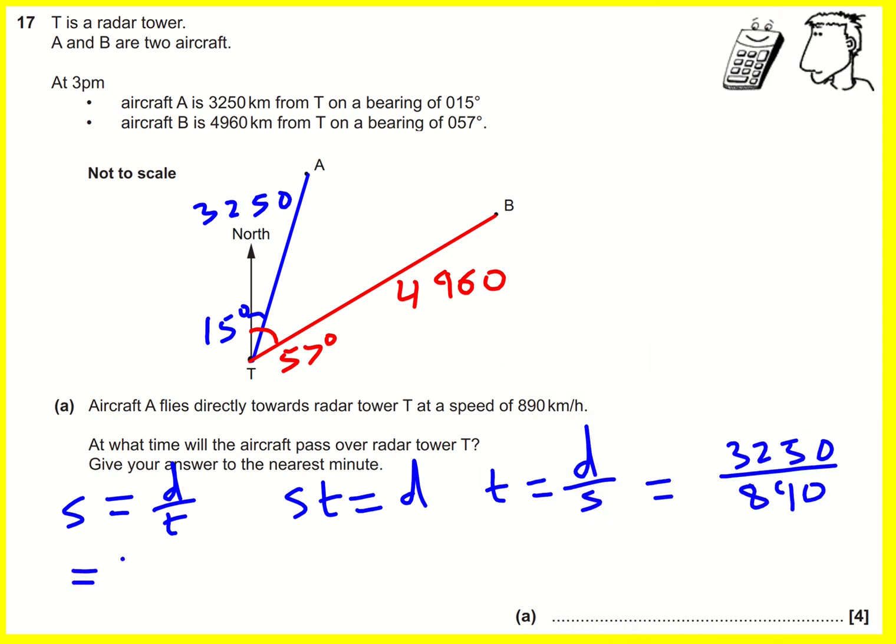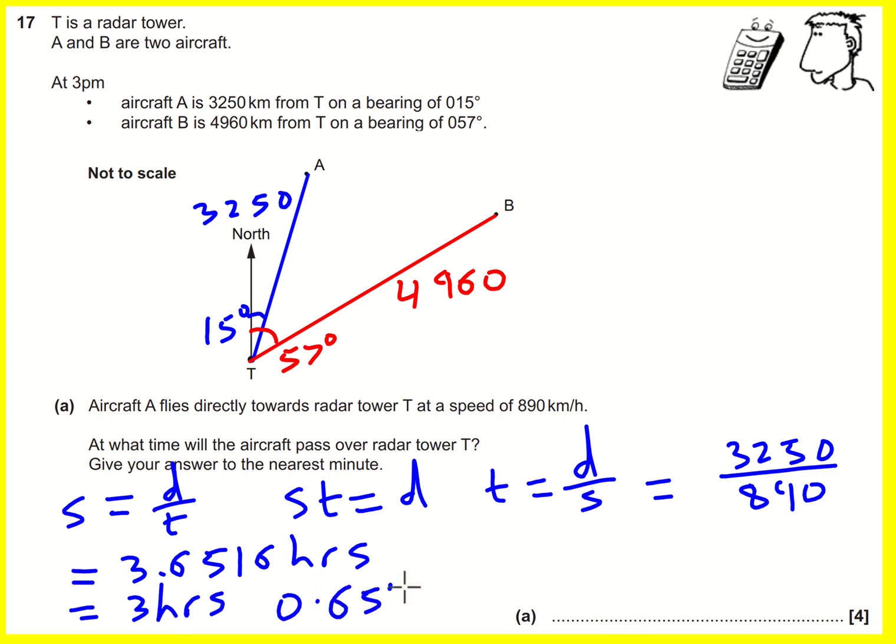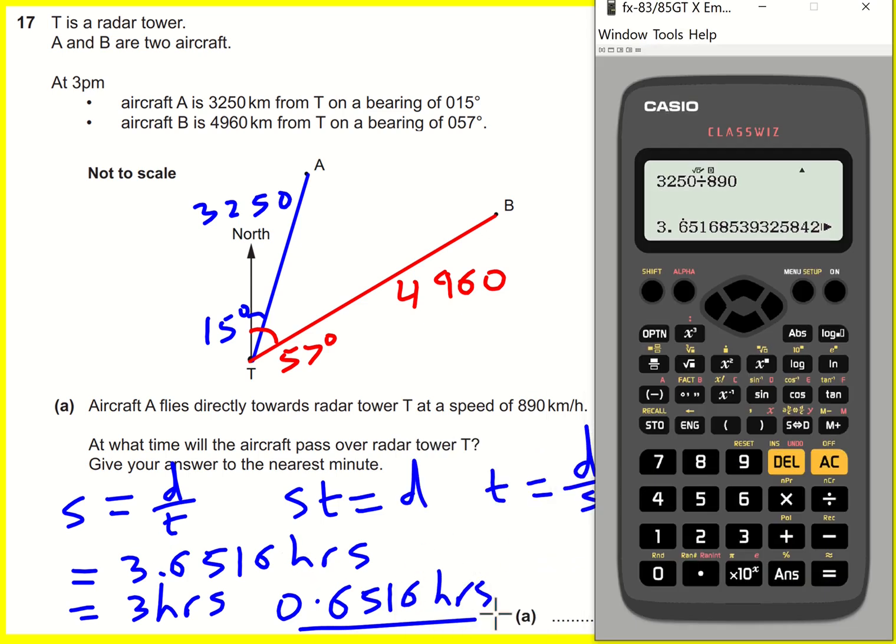3.6516 hours, which can be written as 3 hours. And remember, it's not 65 minutes. I've still got it as 0.6516 hours. But I can now deal with this part because I can times it by 60. Like if I have half an hour, times it by 60, that'll give me 30. Because minutes go up to 60, whereas hours use decimal notation, so it's more out of 100 or so.